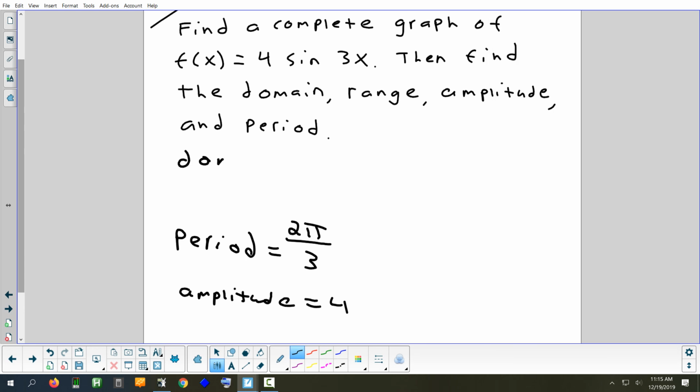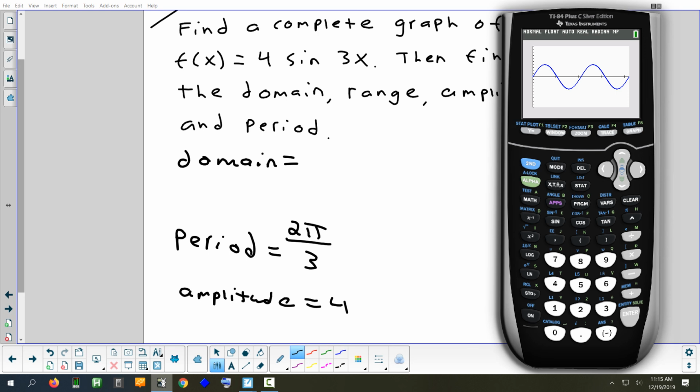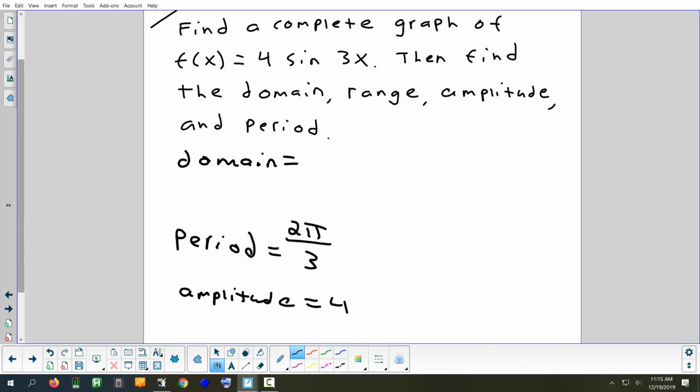Let's do the domain. What's the domain of that graph? Yeah, goes forever, left and right. You never have to pick your pencil up to draw it left and right forever. So what that means is you can plug any value you want in for x, triple it, and then take the sine of it. You'll never get an error or anything like that. So domain, negative infinity to infinity.